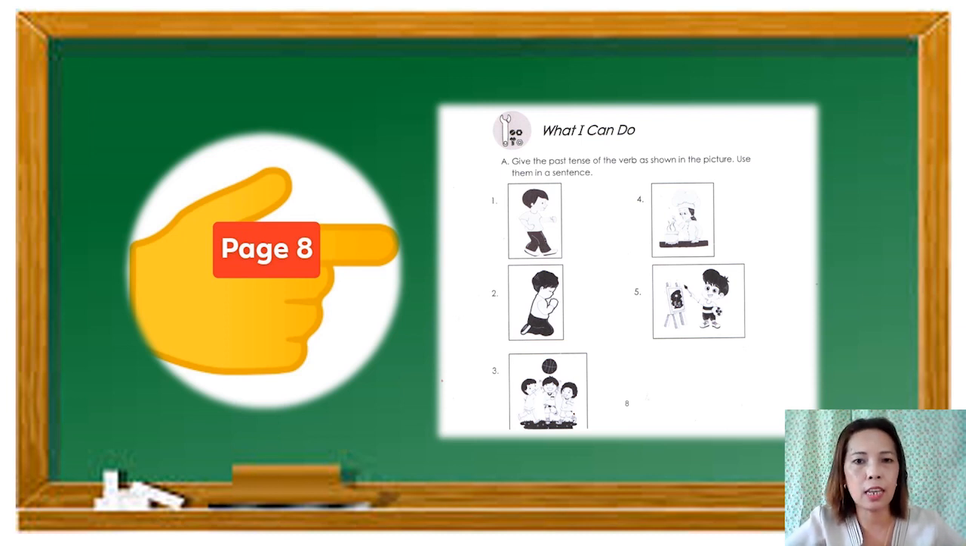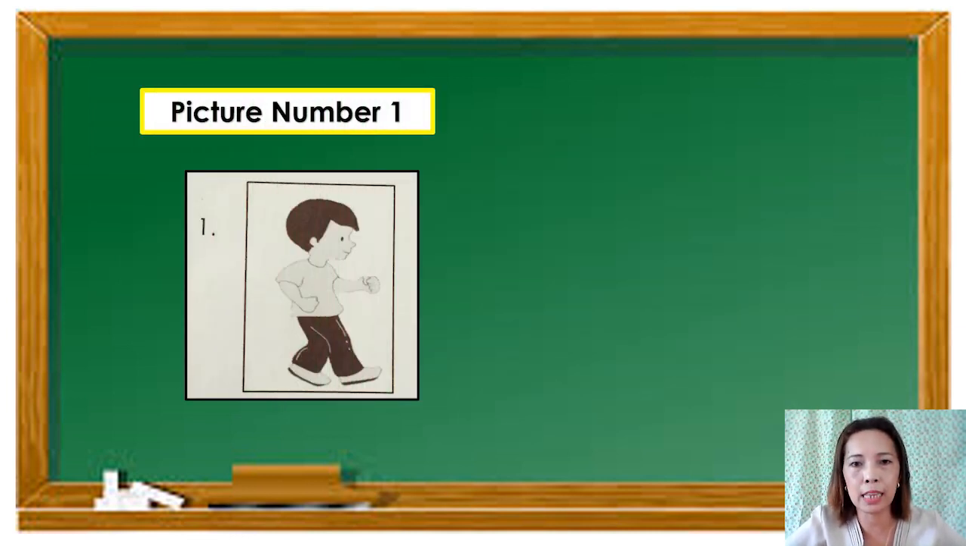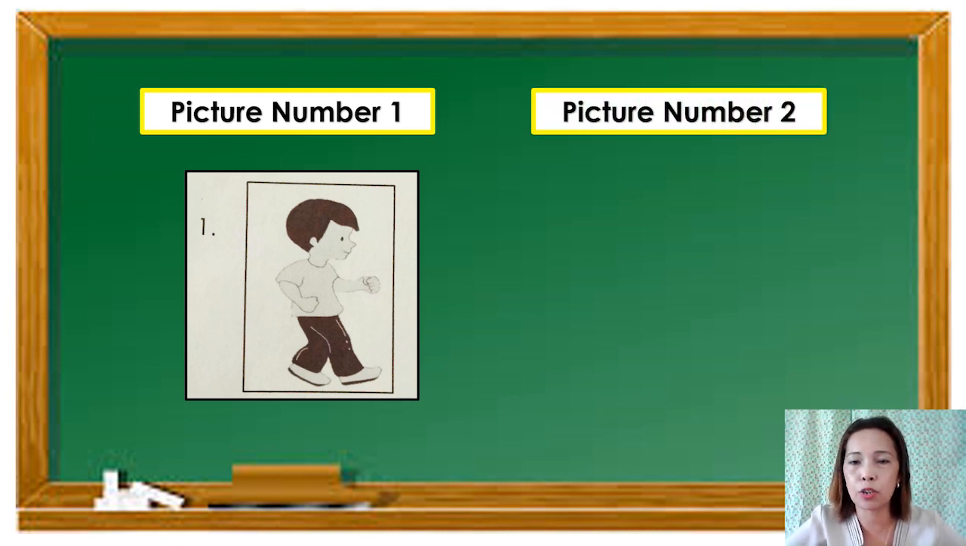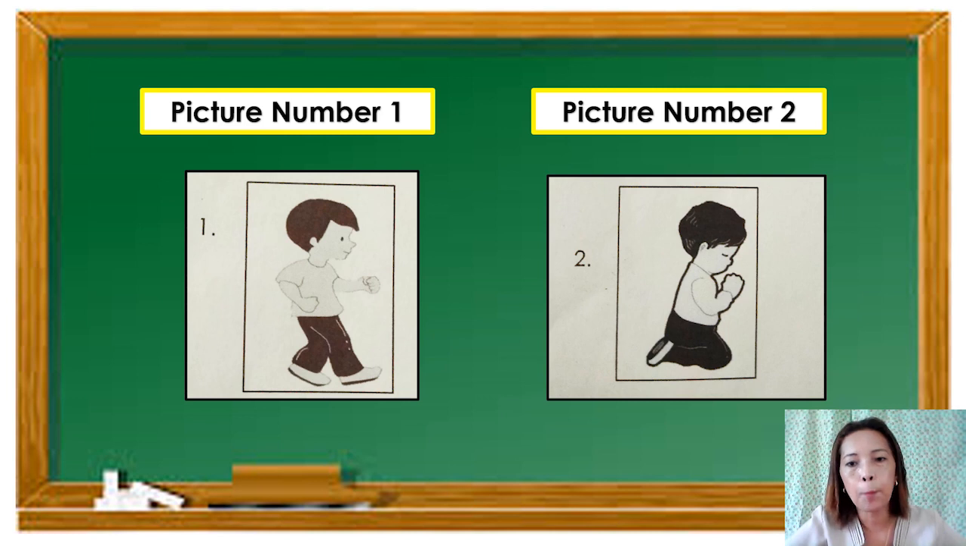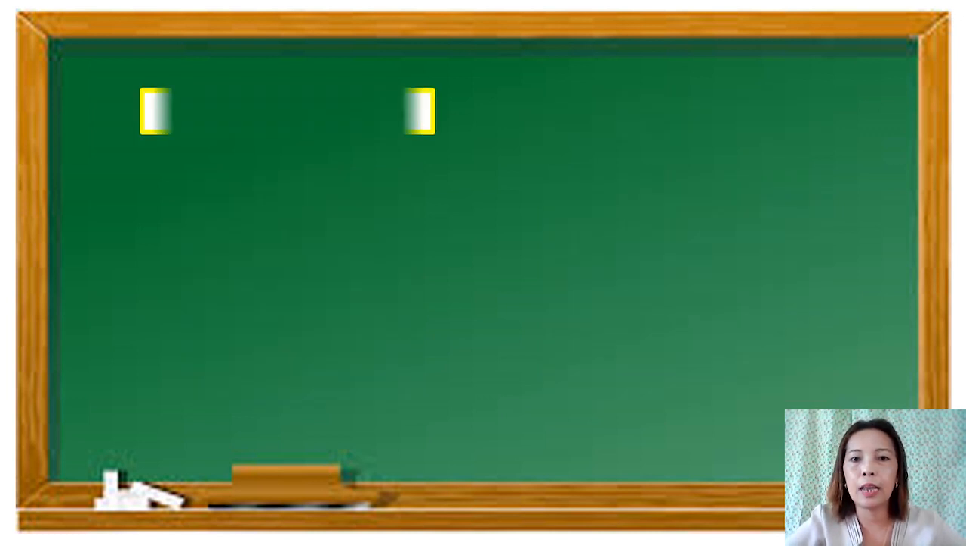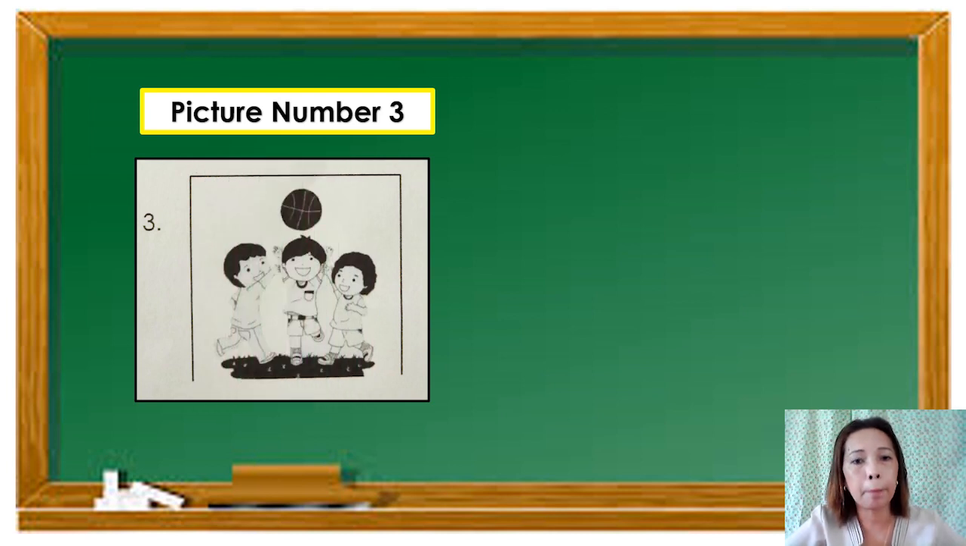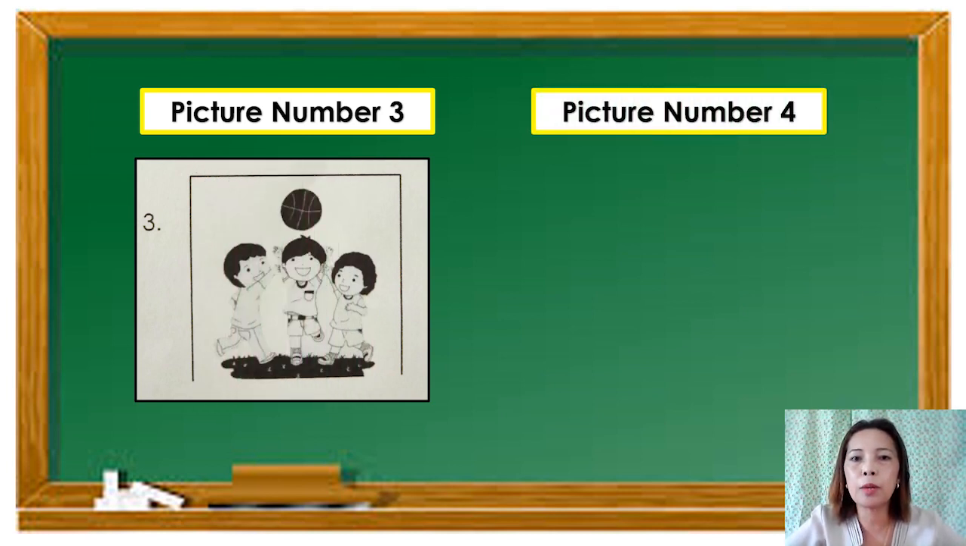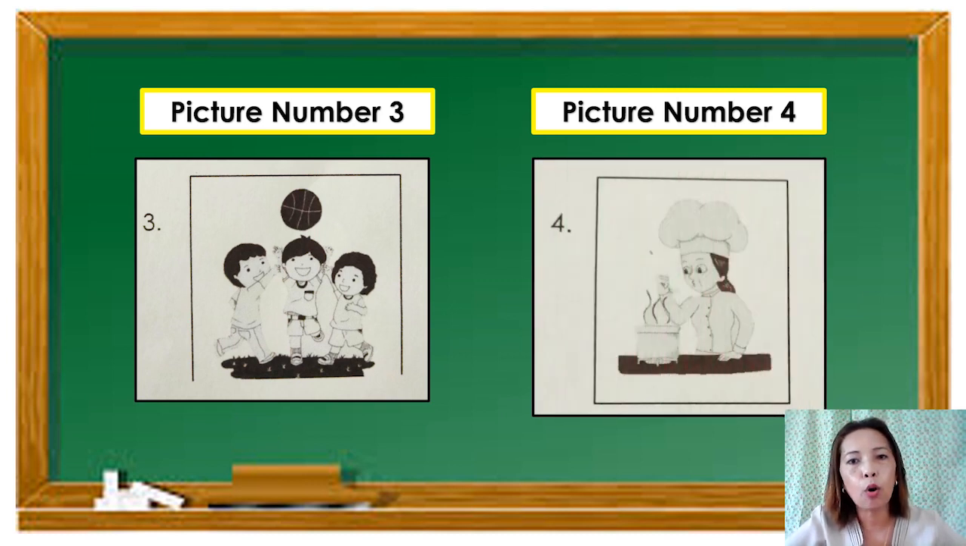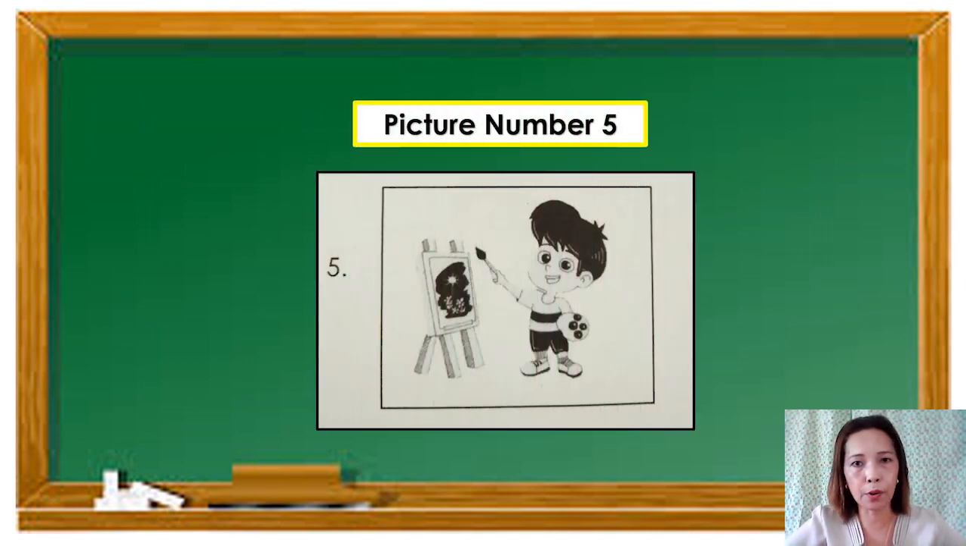First activity is in What I Can Do, A on page 8. Give the past tense of the verb as shown in the picture. Use them in a sentence. In picture number 1, the verb is walk. In picture number 2, the verb is pray. In picture number 3 is play. Picture number 4, the verb is cook. And in picture number 5, the verb is paint.